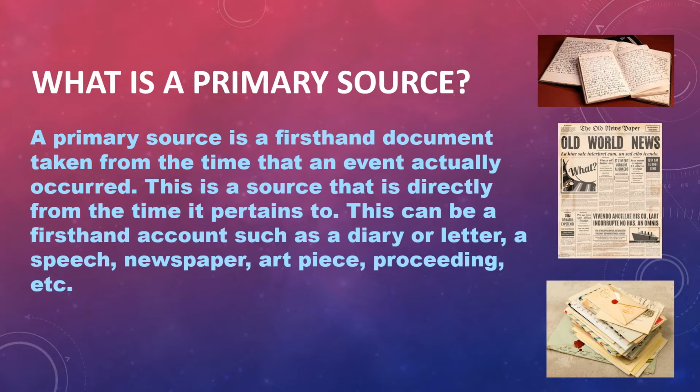A primary source is a first-hand document taken from the time that an event actually occurred. This is a source that is directly from the time it pertains to. This can be a first-hand account such as a diary, a letter, a speech, a newspaper, an art piece that was actually made during that time, a proceeding, anything that was made during that time as it was actually happening.